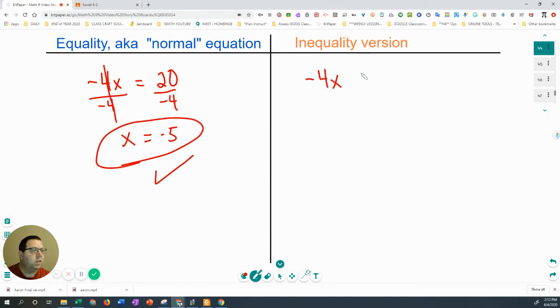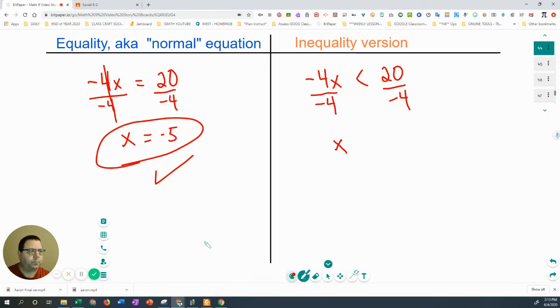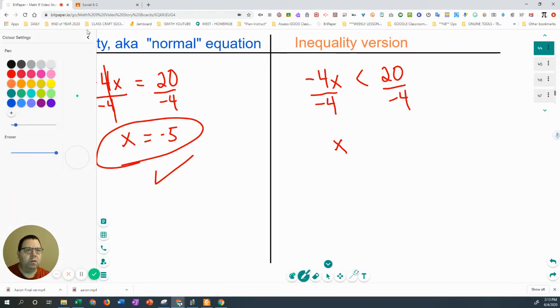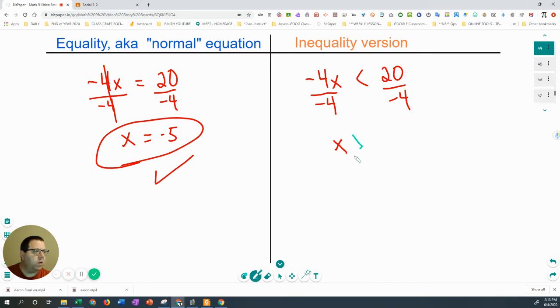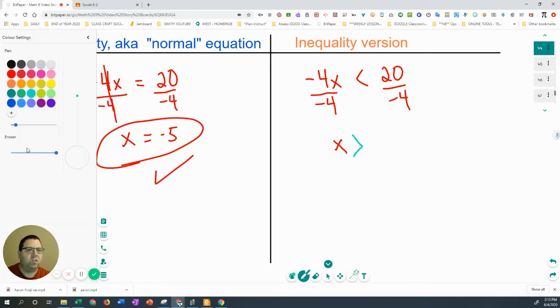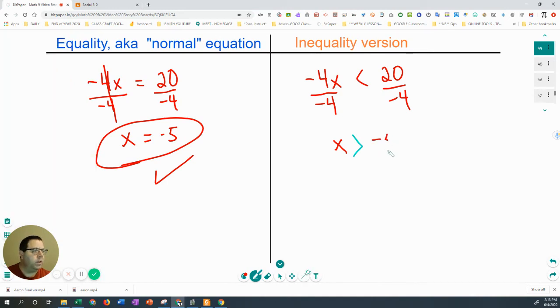Now, what happens here? -4x, let's say it's supposed to be less than 20. Well, then you divide both sides by -4. And what you're left with is x now must be greater than -5. You had to switch the sign. X has to be greater than -5.